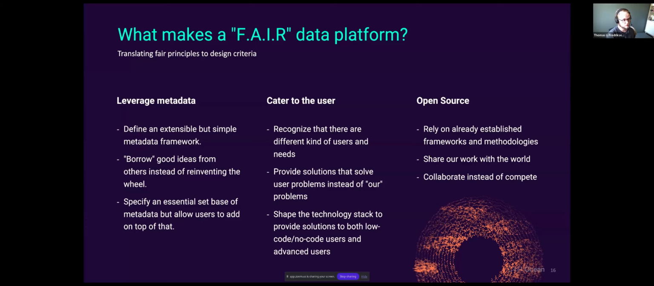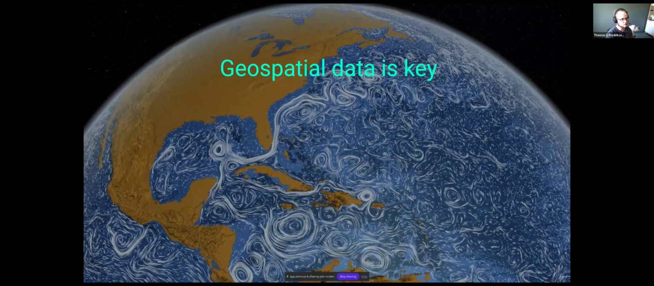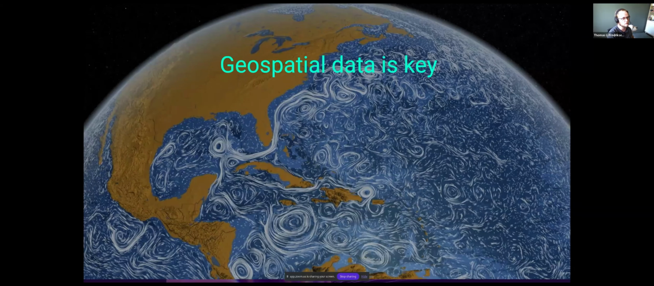We wish to cater to users and provide solutions that solve user problems instead of our problems, and shape a technology stack to provide solutions to both low-code, no-code users and advanced users as well. And we want to be as open source as possible and rely on established frameworks and methodologies. Once again, borrow instead of building our own, and share our work with the world. And of course, being the ocean, geospatial is very important and will be native to this data platform.